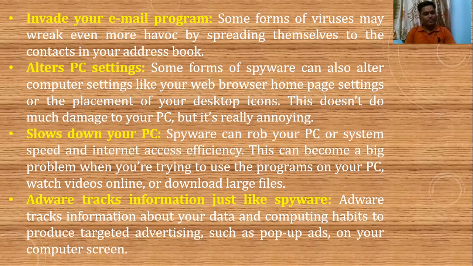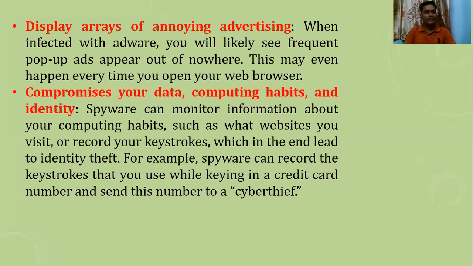Slow down your PC. Spyware can rob your PC of system speed and internet access efficiency. This can become a big problem when you are trying to use the programs on your PC, watch video online or download large files. This is the problem that can be caused. Adware tracks information just like spyware. Adware tracks information about your data and computing habits to produce targeted advertising, such as pop-up ads on your computer screen. These things can be done.